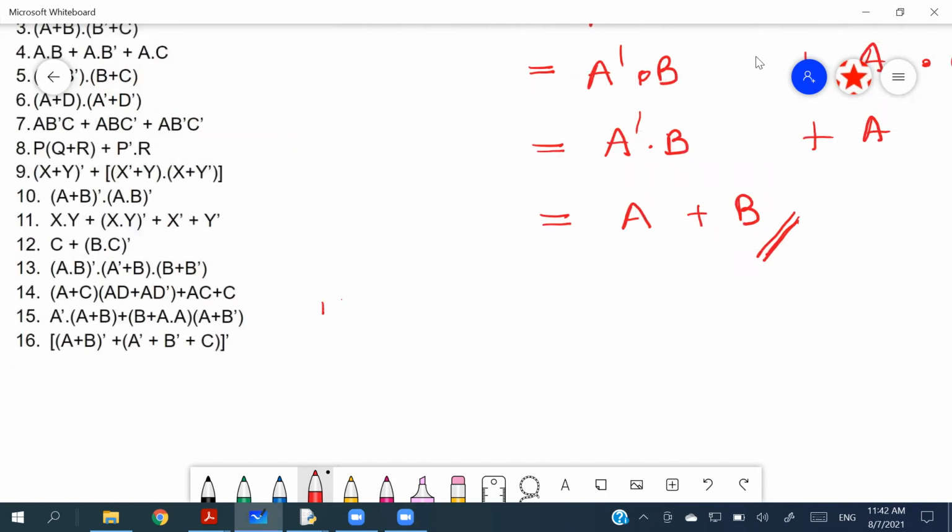So the 16th says, in square brackets, a plus b dash plus a dash plus b dash plus c, and square bracket, and outside the square bracket you've got a dash again, right?